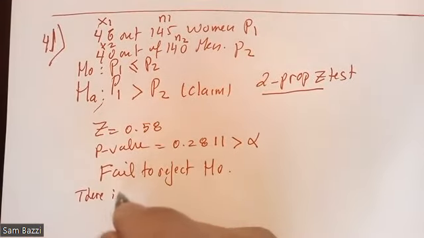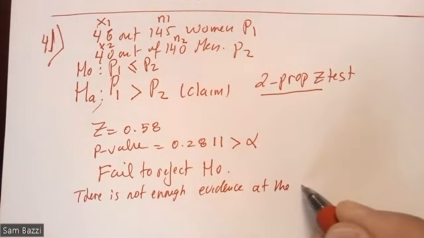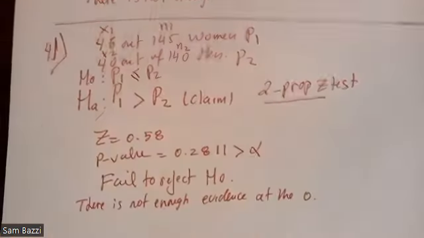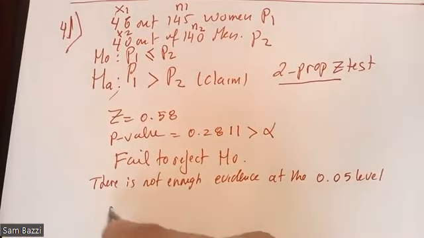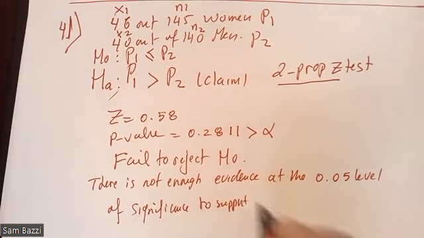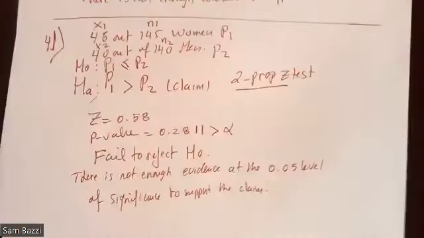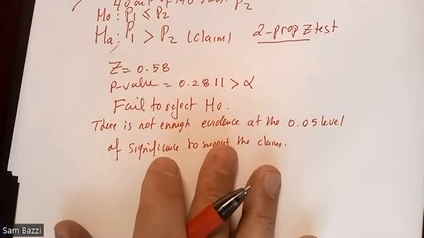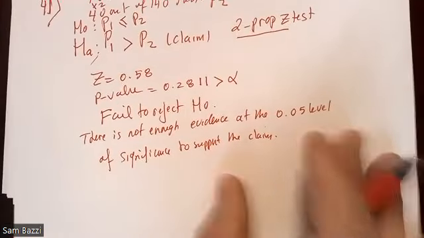There is not enough evidence at the... what was alpha in this one? 0.05. At the 0.05 level of significance to support the claim. All right. So there is not enough evidence at the 0.05 level of significance to support the claim that the proportion of women who remember their dreams is more than the proportion of men who remember their dreams.